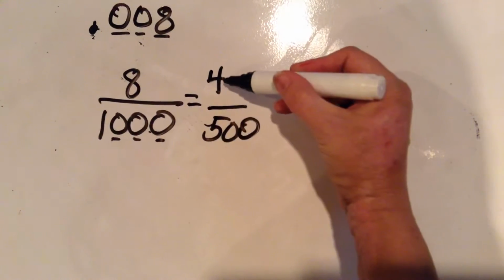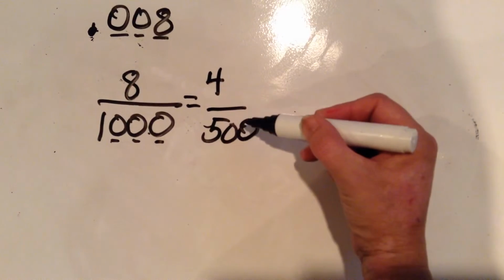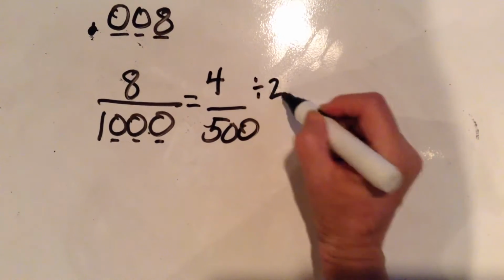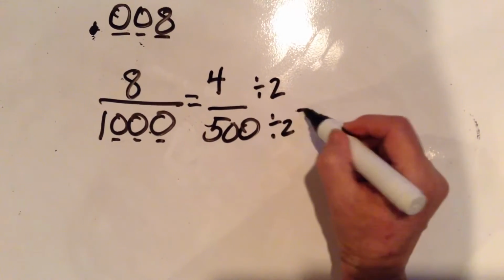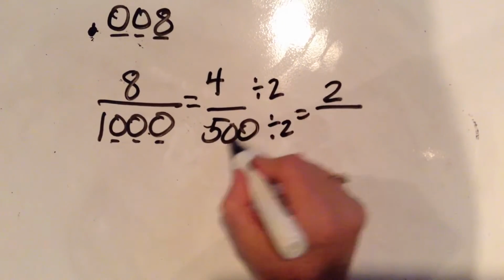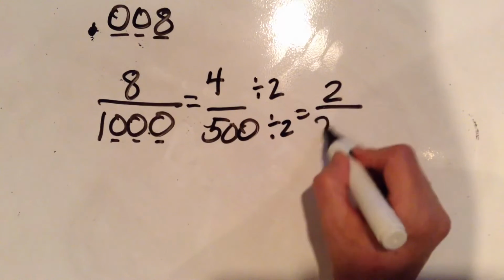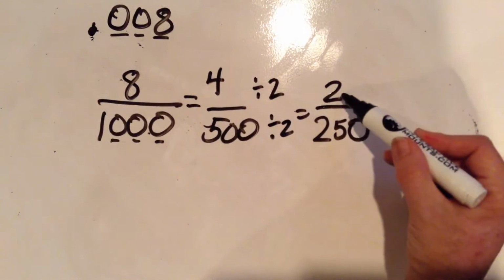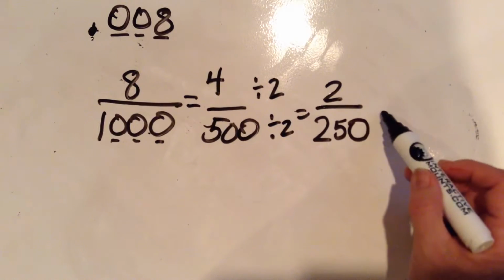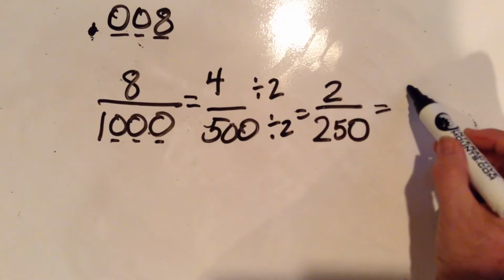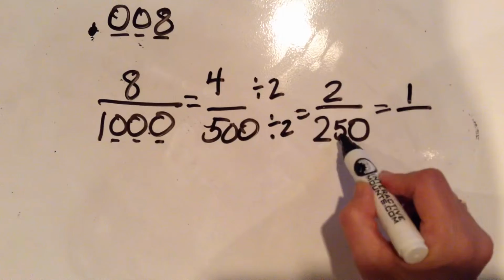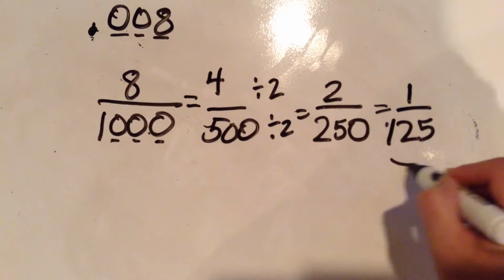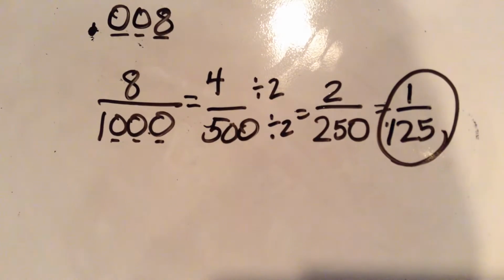Then I notice again, even number and 0, so I can divide by what? 2. You're right. So I'm going to divide that by 2 and get 2. Divide that by 2 and get 250. Then I notice again, it's an even number and a 0, so I can divide that by 2 and get 1. Divide that by 2 and have 125, and that is the simplest form.